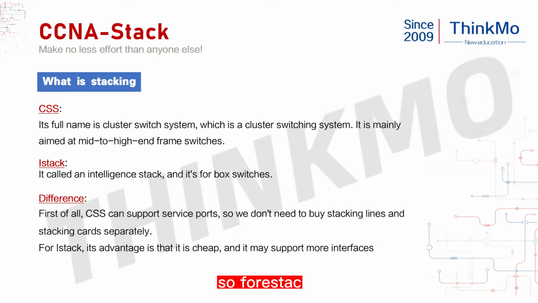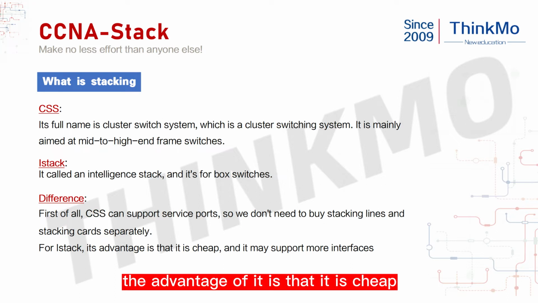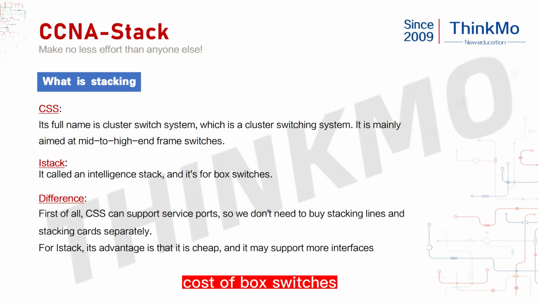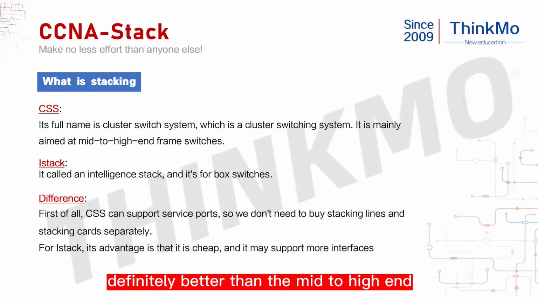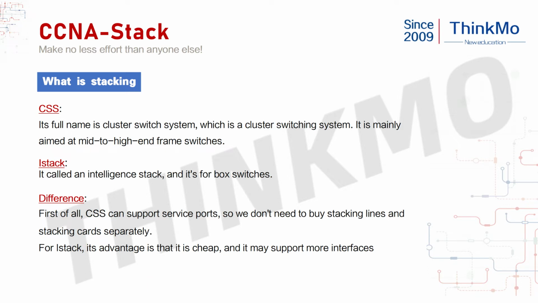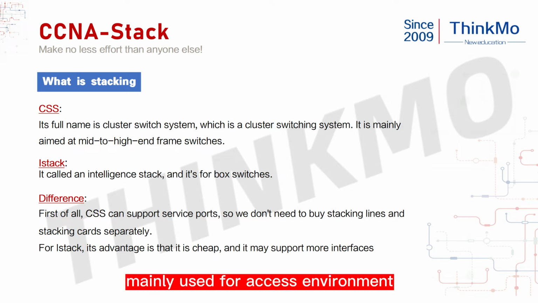For iStack, the advantage is that it is cheap. The cost of box switches is definitely better than mid-range to high-end ones, and the price is cheaper than a frame switch. At the same time, the interfaces it supports may be more. Box switches are mainly used in access environments. This is what we refer to as stacking.